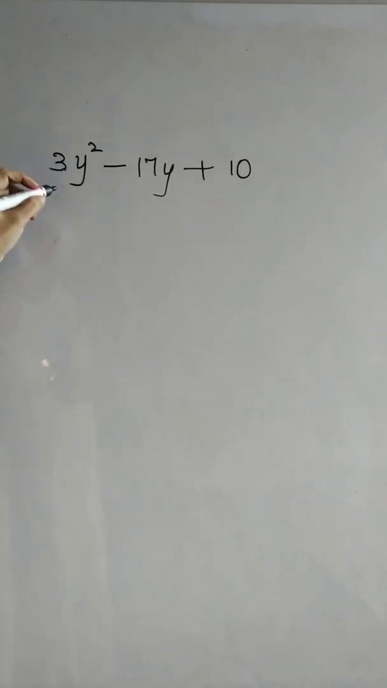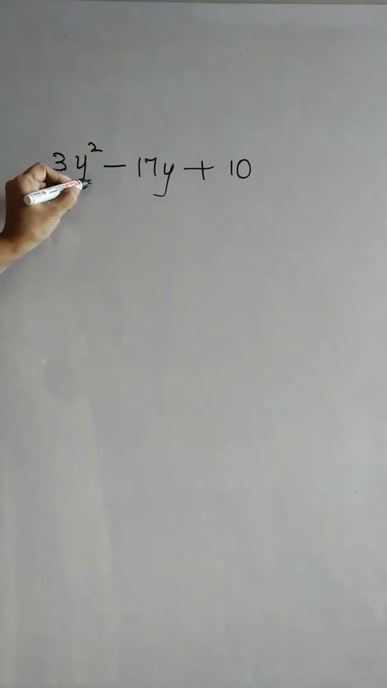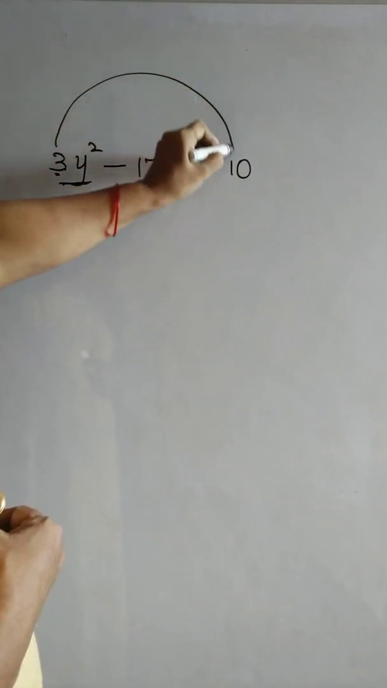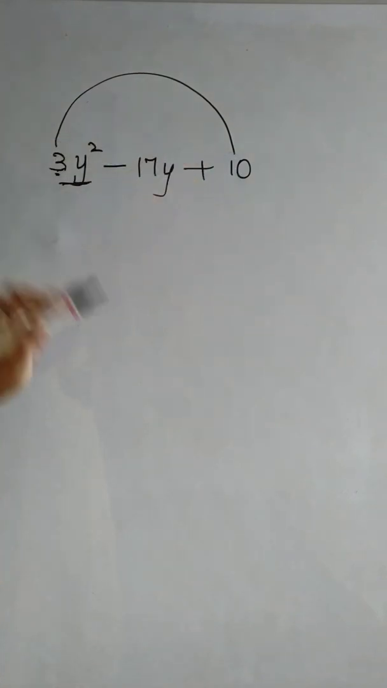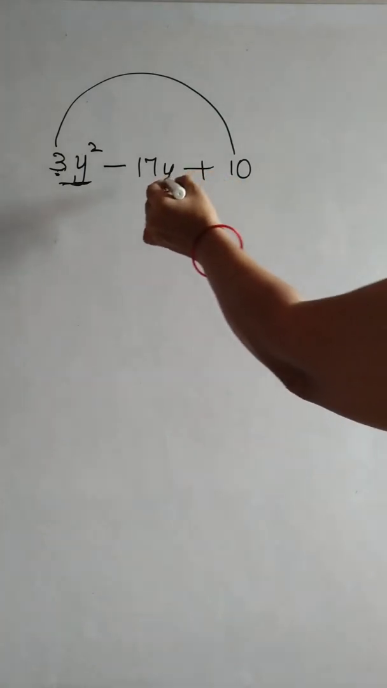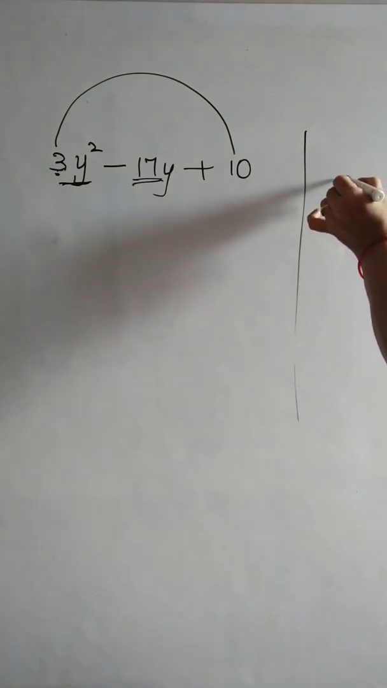Here, let us see one more example. 3y square minus 17y plus 10. When we observe here, the coefficient of y square is 3. So we do the multiplication for these two numbers, 3 into 10, that is 30. We'll find the factors for 30 in such a way that when we add the two factors, we have to get 17. So let us find the factors here in the rough column.